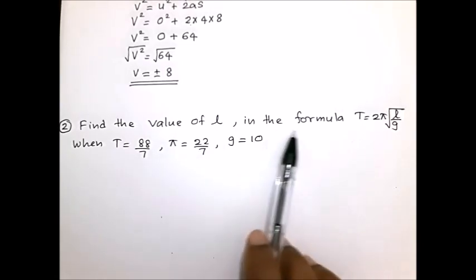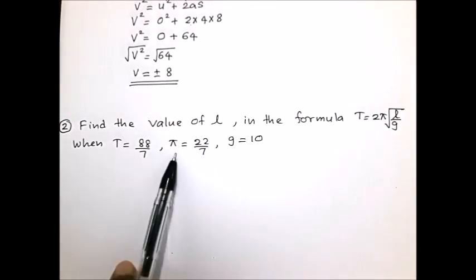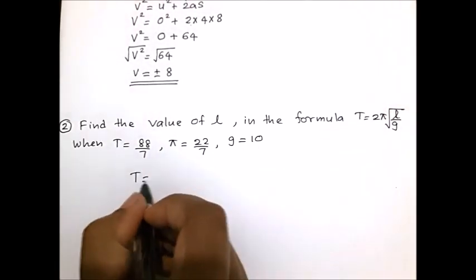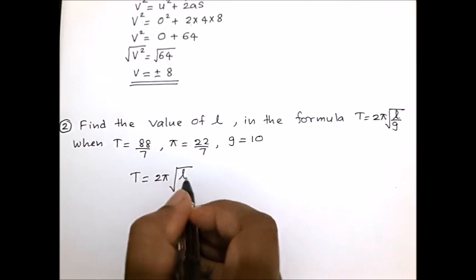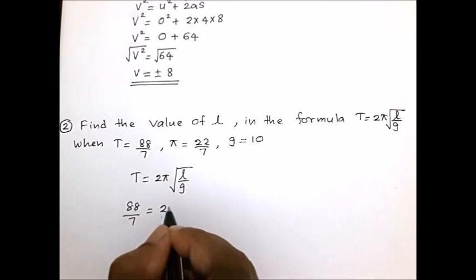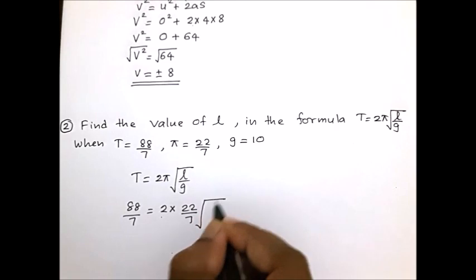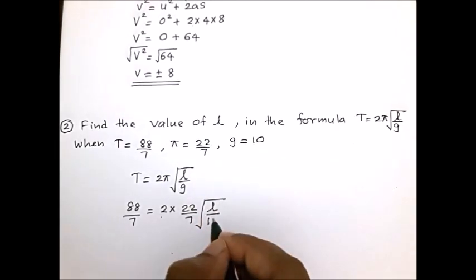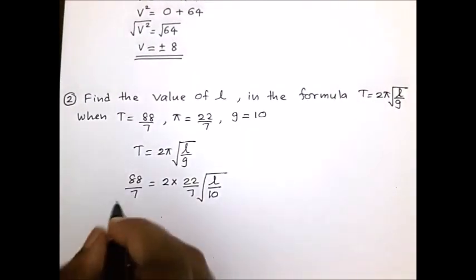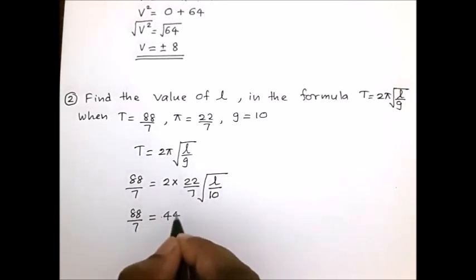Now look at the second example. Find the value of L in the formula t equals 2 pi square root of L over g, when t, pi and g are given. You have to substitute these three values in this formula. I am going to write the formula again. T is 88 over 7. 2 pi, 2 times pi, pi is 22 over 7, within square root L, g is 10. Now simplify these numbers. 88 over 7 equals 2 times 22, 44 over 7.